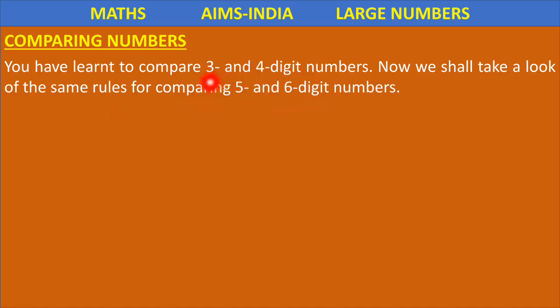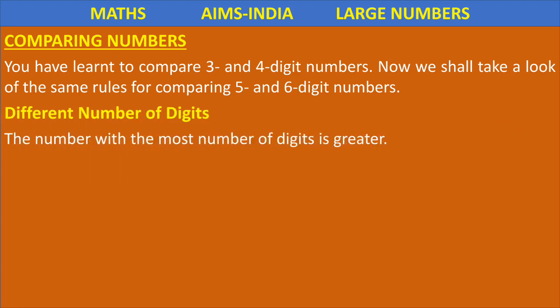In your third class, you might have learned how to compare 3-digit and 4-digit numbers, right? We will use the same rules, but the difference here is we will compare 5 and 6-digit numbers using the same rules. Okay children? First one is different number of digits.